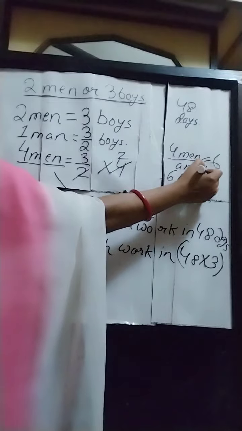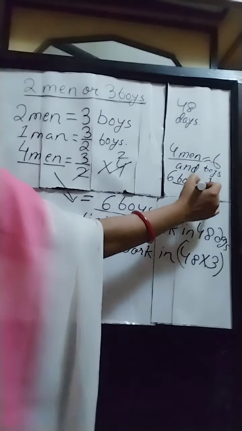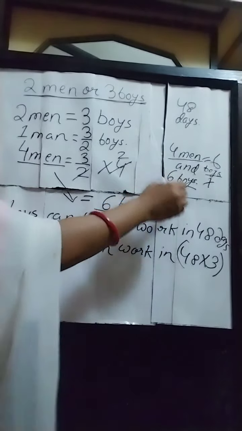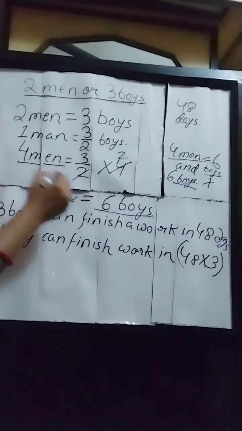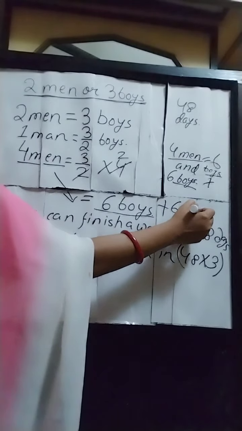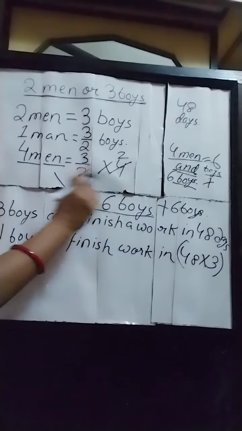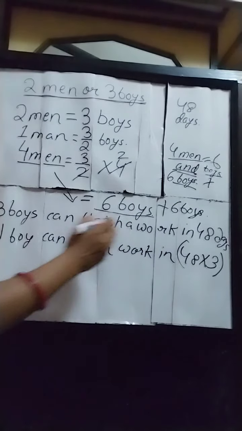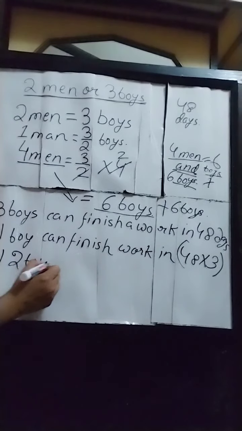So 4 men is 6 boys. 4 men means 6 boys plus 6 boys. Instead of 4 men, we are using 6 boys because 4 men is equal to 6 boys. Because it is given that 4 men and 6 boys, so 4 men equals 6 boys plus, and means plus 6 boys. So 12 boys, 6 plus 6, 12 boys can finish the work.